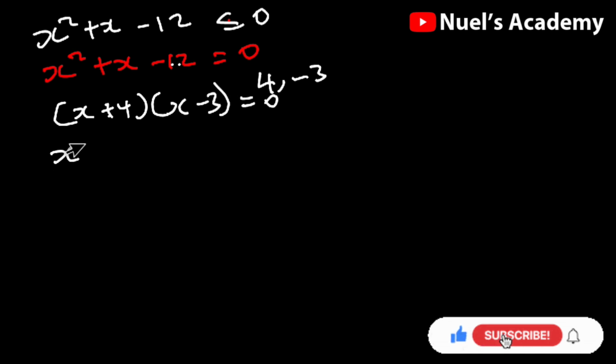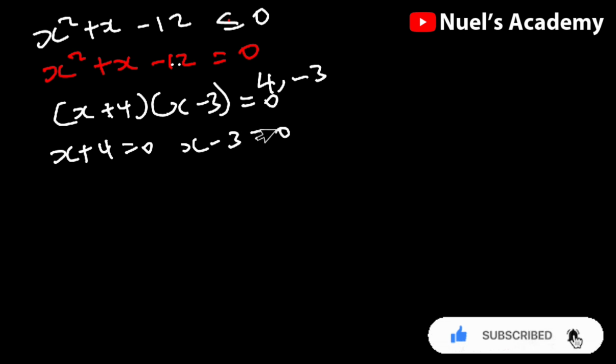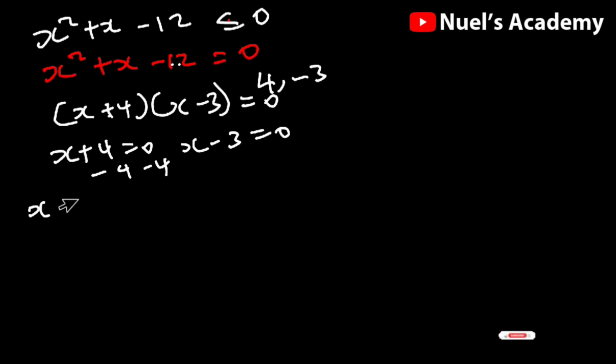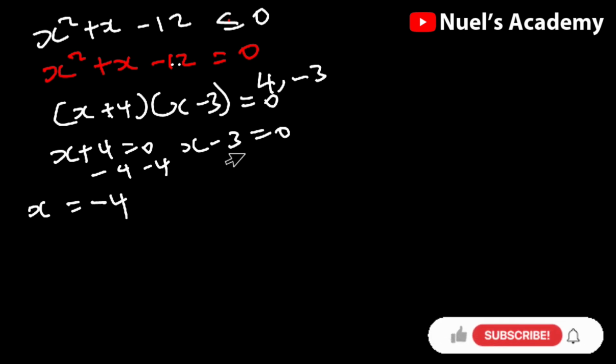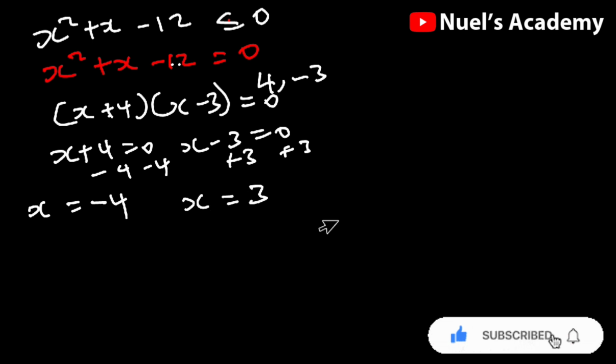So we have x plus 4 is equal to 0, or x minus 3 is equal to 0. Let's subtract 4 from both sides here. We're going to have x is equal to negative 4. Then let's add 3 to both sides here. We have x is equal to 3. So these are our critical values, negative 4 and 3.